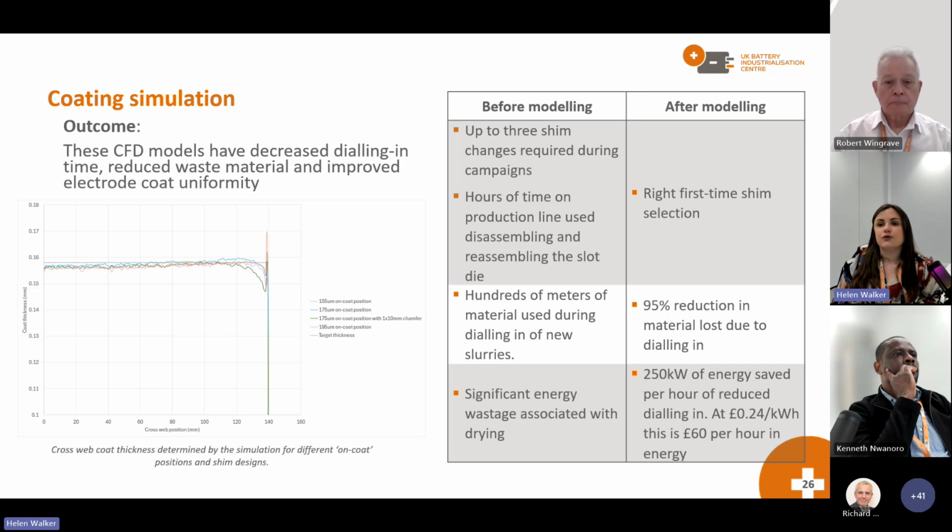You can imagine that when you're coating at 5 or 10 meters a minute and you're playing with process parameters, you can waste hundreds of meters of material doing that dialing in process. We've reduced the meterage of material significantly since we've implemented this modelling approach. And then there are also small other wins. For every meter that you're not wasting dialing in, there's an energy associated with the drying. Our dryers are huge at UKBIC, and it's a significant energy saving that we're making. So coating is the big area that we spent a lot of time and energy on.